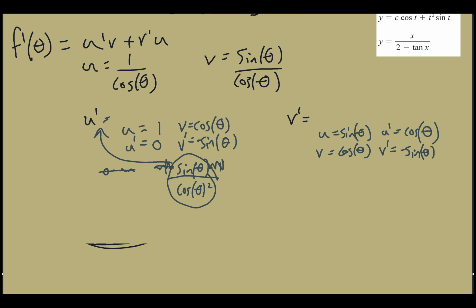Okay, so let's do the quotient rule. u prime v: cosine theta times cosine theta, minus v prime, so it becomes plus, sine theta times u, which is sine theta, all over v squared, so cosine theta squared. And cosine squared plus sine squared, what's that give me? That's 1. That is an identity that's equal to 1.